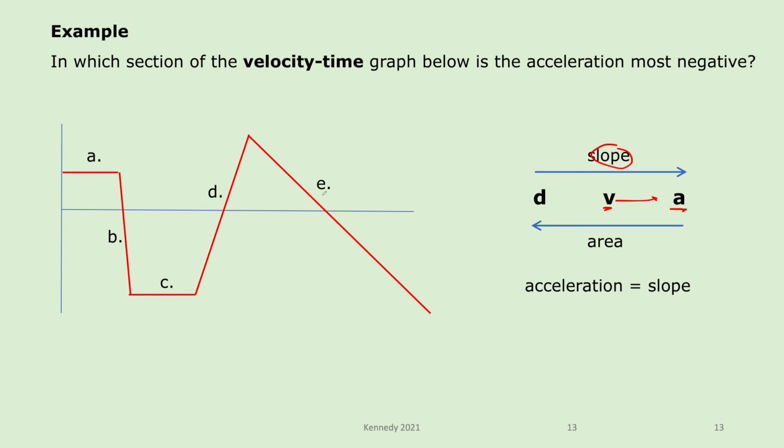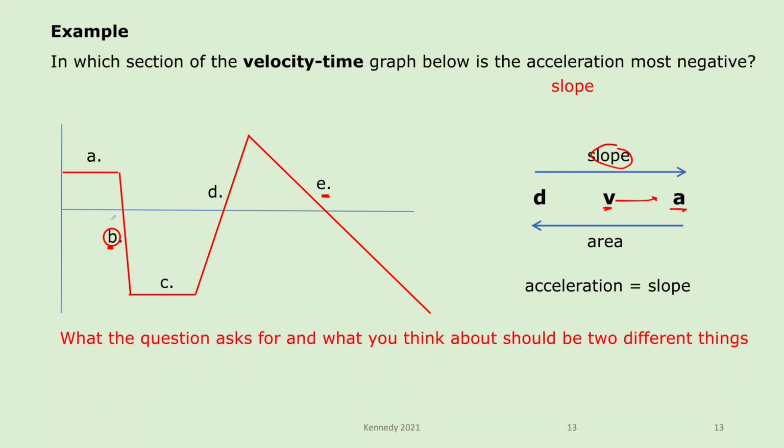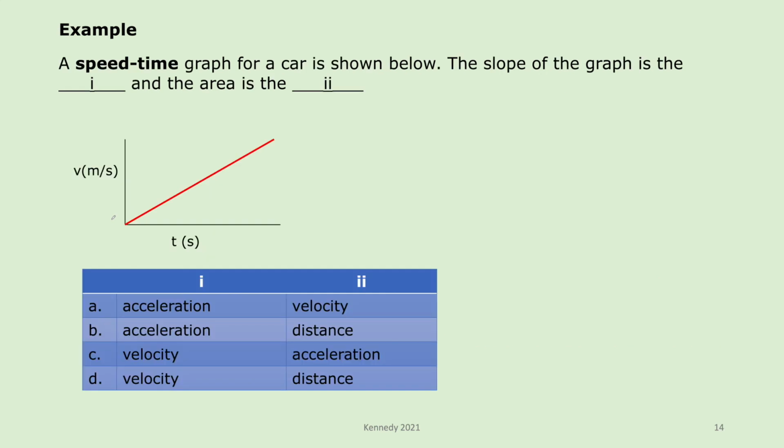So the most negative. Well, the most negative is going to be a downhill slope. So that narrows it down to an A or a B. And the most negative is going to be the steepest one. So that would be... Yes, because acceleration equals slope. So here we have B. That's the correct answer. So once again, what the question is asking for and what I think about as I analyze the graph is a different thing. It asks for acceleration, I think about slope. My DVA memory aid helps me with that.